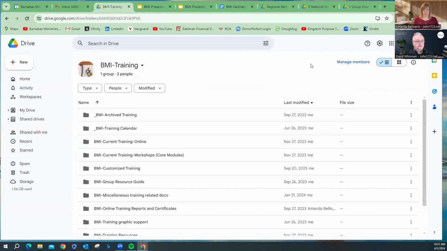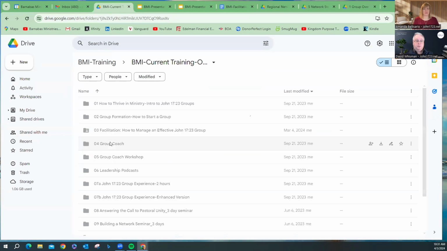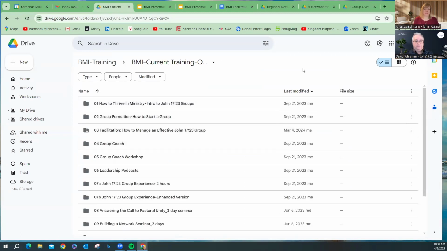So we may give you access to the BMI training folder, or we may go right to the current online training, which is probably more likely. So you will see something like this. And it's organized by folders. And in each folder is a different training session. In this case, the numbers indicate which one is basic to more advanced. So the How to Thrive in Ministry is an overview of everything. And then how to start a group, how to manage a group, that's facilitation, and et cetera, et cetera.